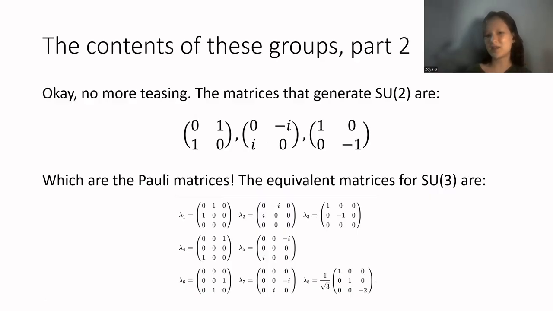And the equivalent matrices for SU3 are these, right? The first three are just SU2 with additional rows and columns, and the next are also relatively similar. So the only one that is truly an outlier is this guy right here, lambda 8. And frankly, I don't quite remember why it has that form, but rest assured that these all form the special unitary group.